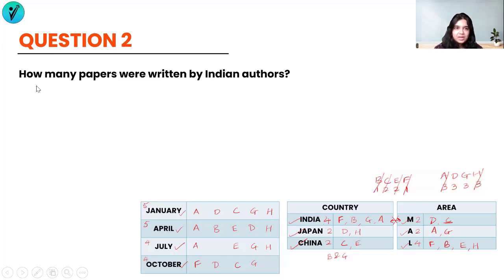Question number 2. How many papers were written by Indian authors? We have our Indian authors, which is F, B, G, and A. So F has written 1, B has written 1, G has written 3, and A has also written 3. So we have a total of 8 papers that are written by Indian authors.